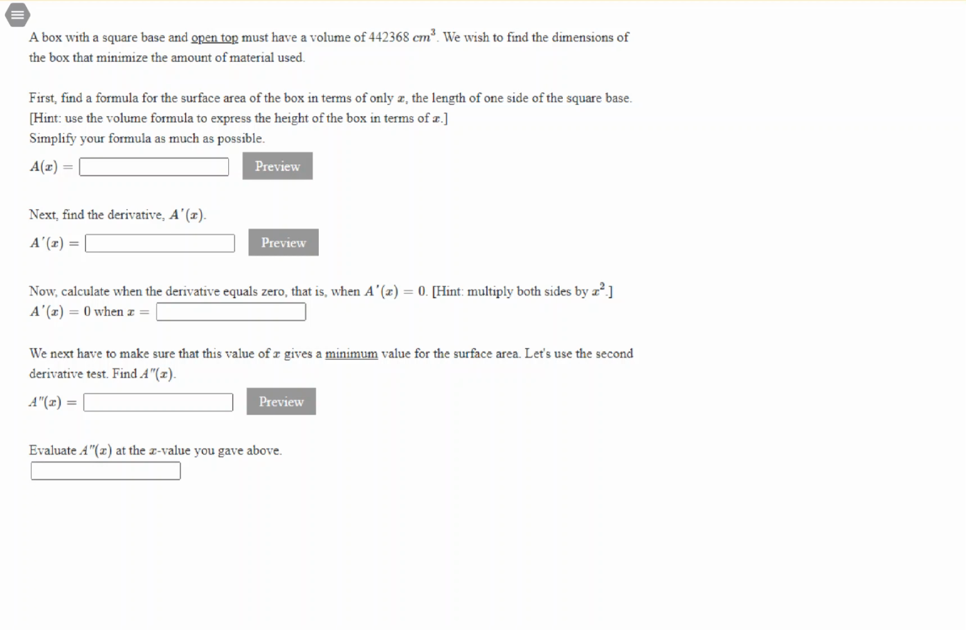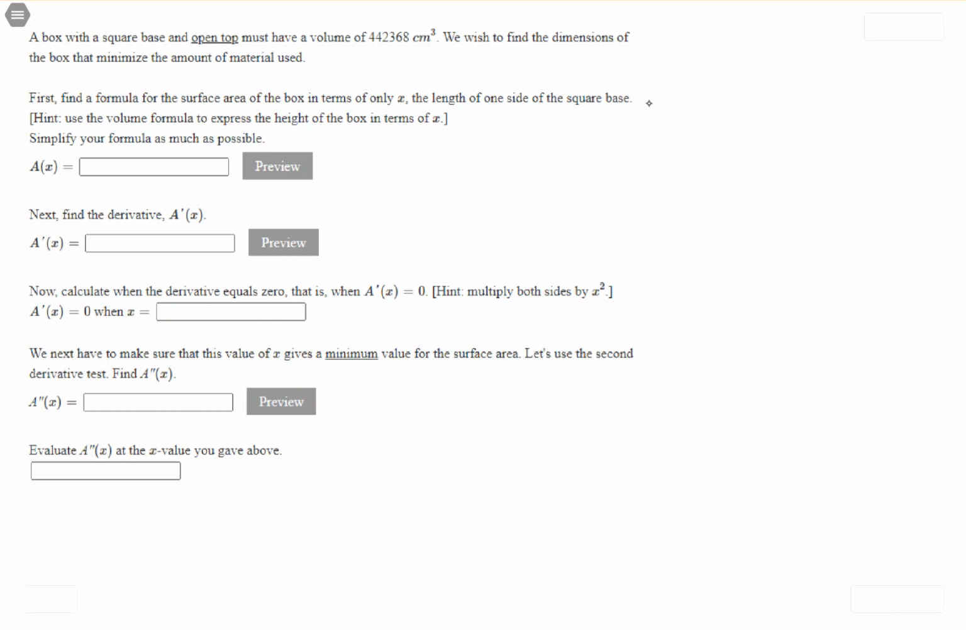A box with a square base and an open top must have a volume of a large volume. We wish to find the dimensions of the box that minimize the amount of material used. All right, first find a formula for the surface area of the box in terms of only x, the length of one side of the square base. And we've got a hint to use the volume formula to express the height of the box in terms of x. So that's interesting. Let's see what that all means.